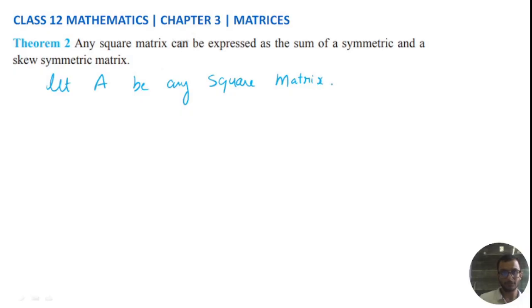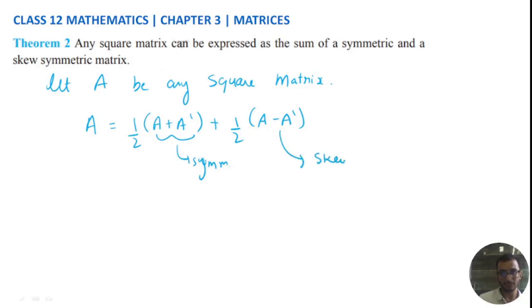Here I will use one trick. I can write A as 1 by 2 A. This you will get by your experience. You can write A as half of (A plus A dash) plus half of (A minus A dash). Why? Because A by 2 plus A by 2 will be A, and A dash by 2 minus A dash by 2 will be 0, so this cancels out. Did you get it? Now this part is symmetric. You should write it in words: A plus A dash is symmetric and this is skew symmetric by theorem 1. You should write it like that.